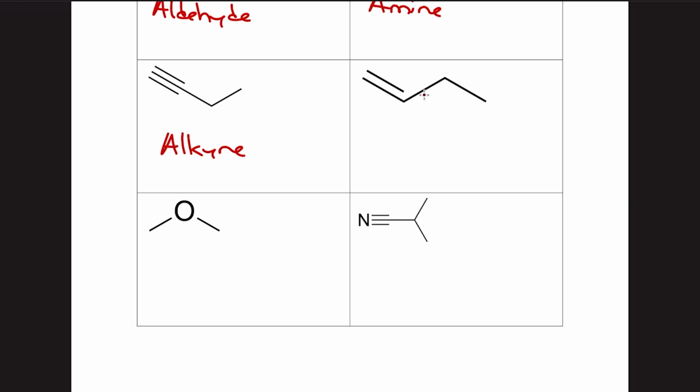The next problem, however, also a hydrocarbon, but instead there's a double bond. So I know that it's an alkene. And then the next problem, I see this oxygen kind of in the middle of a carbon chain. So I know it's an ether. And the last problem on this page, I see this nitrogen that is triple bonded to a carbon. So I know it is a nitrile.